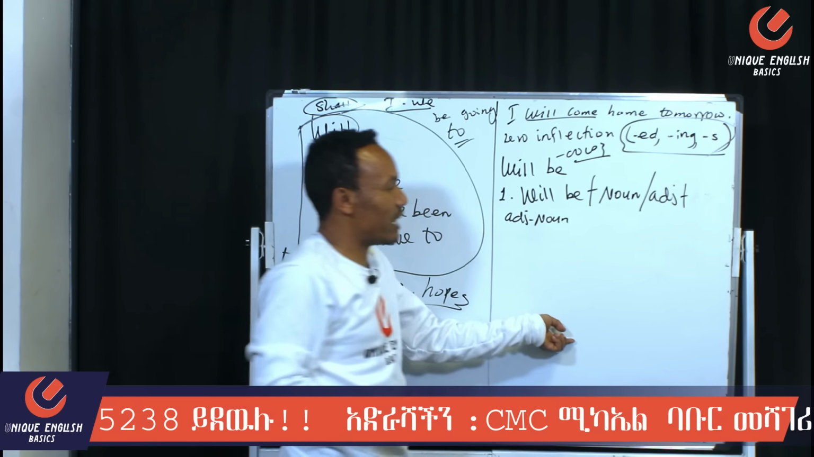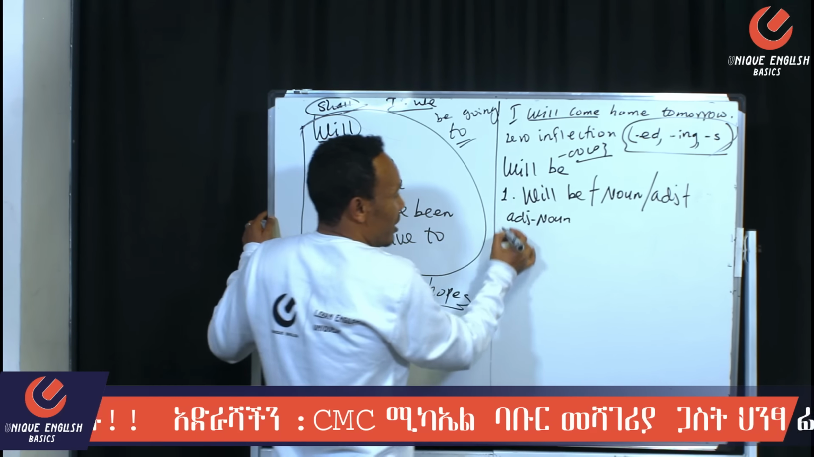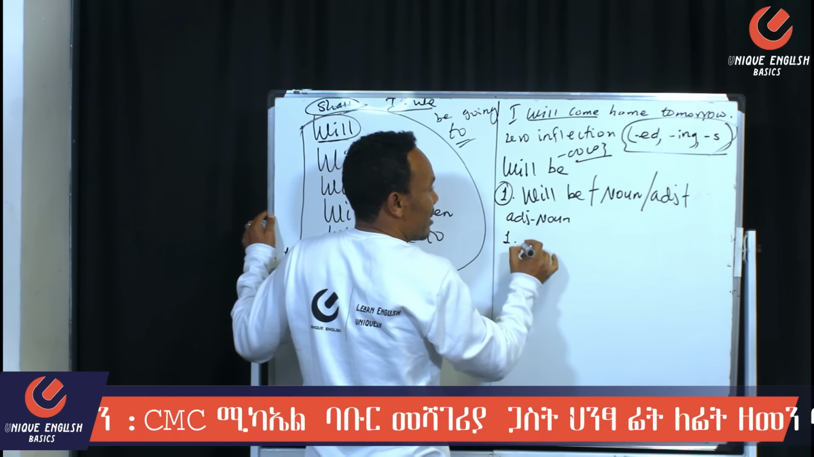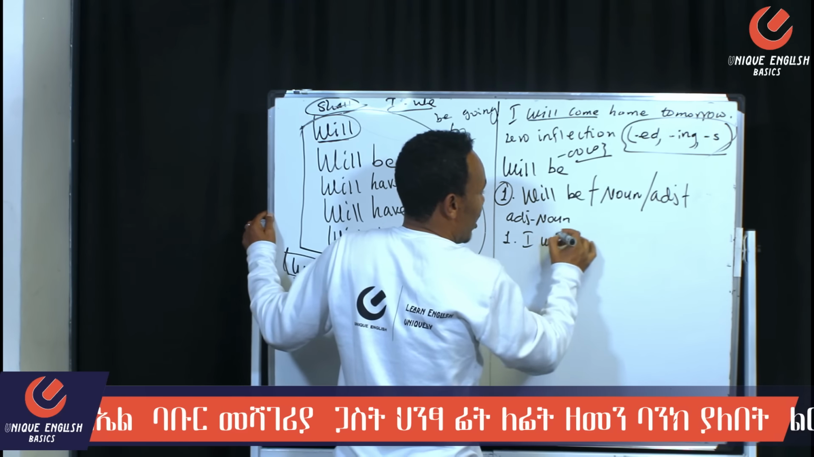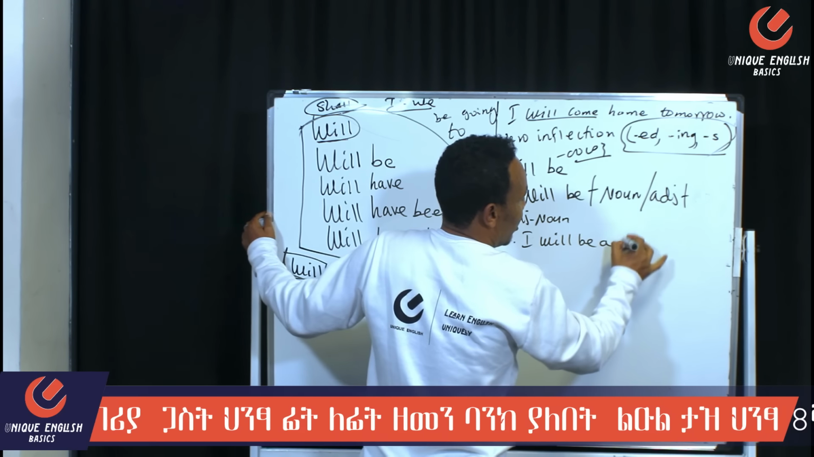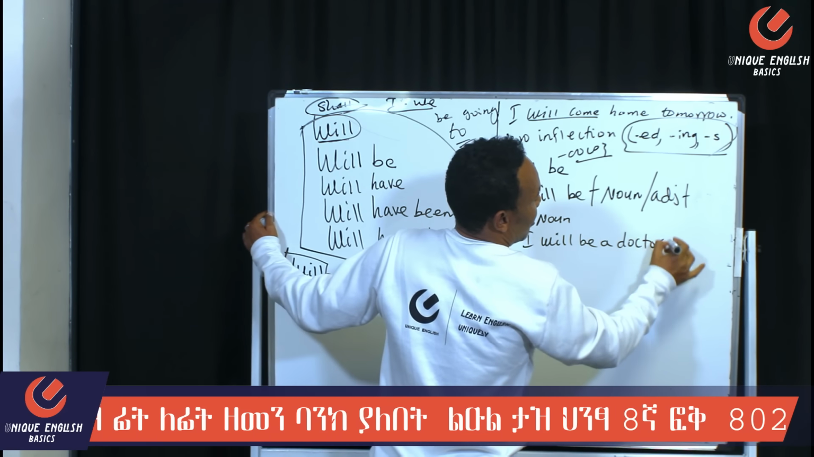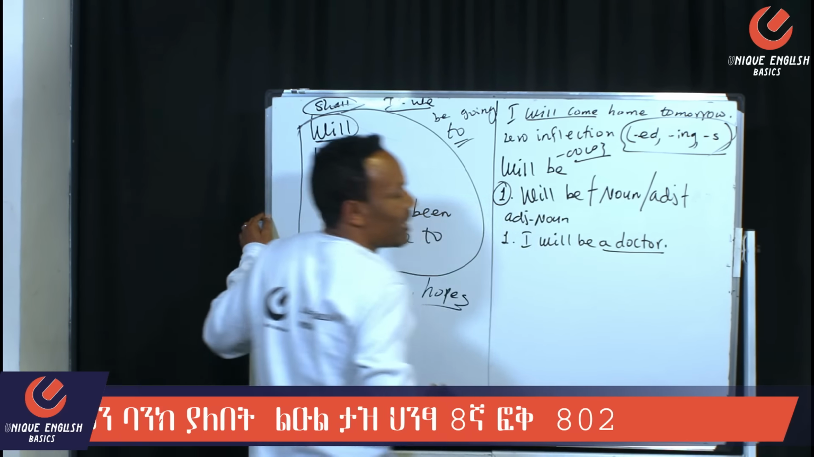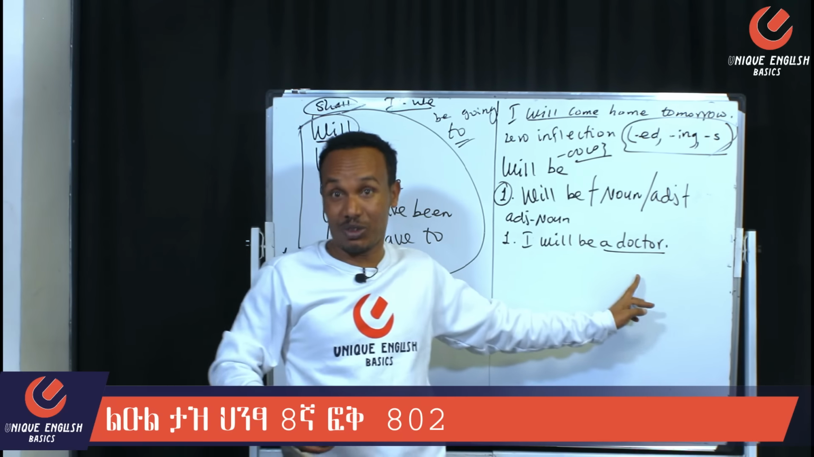we'll try to come to that. የተለያየ ስትራክቸር አለው። ለምሳሌ የመጀመሪያውን እንይ, all right. I will be a doctor. I will be what? A doctor. I'll be a doctor. What's a doctor here? A doctor is a noun.